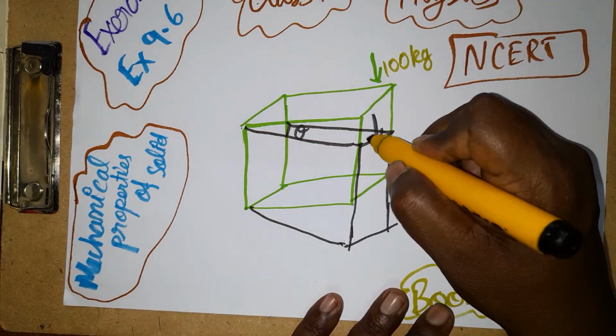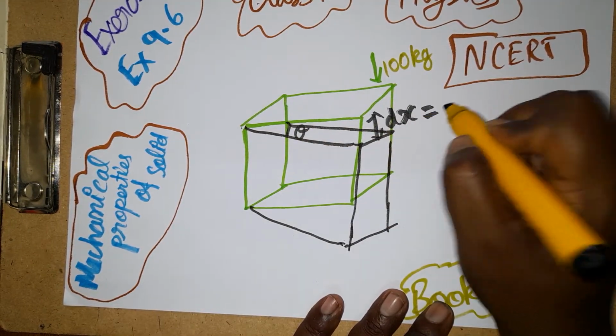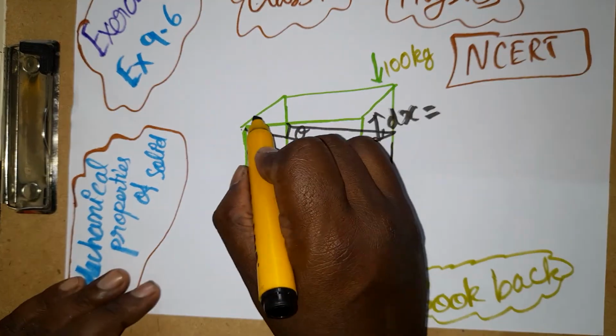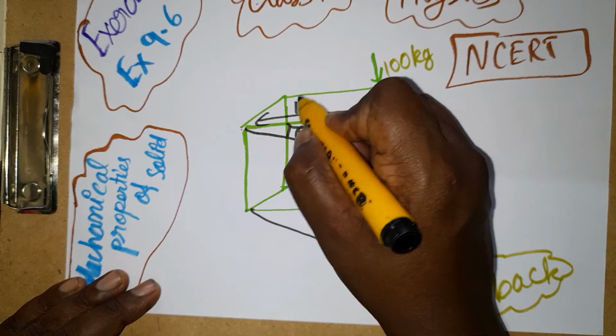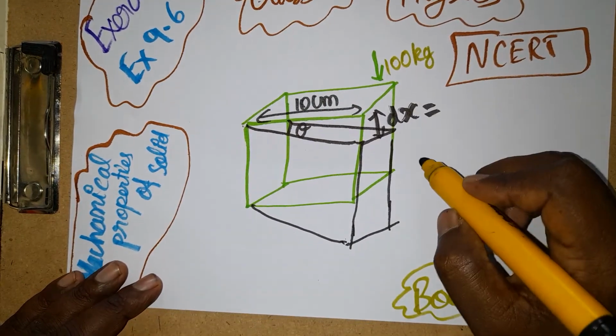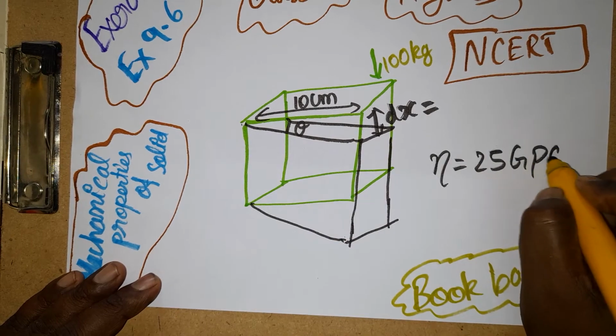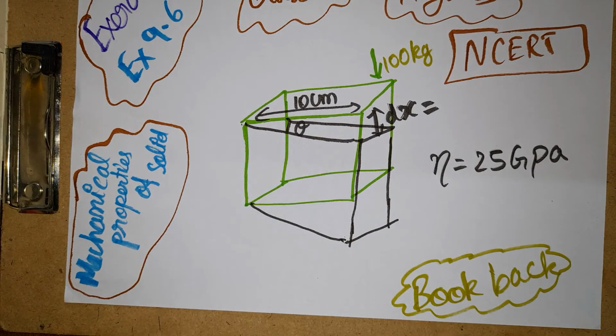They asked about the dx length. What is the length in the y axis? dy also, if you want, you can take it. This is the length they asked. The side of the cube is given as 10 centimeter. The shear modulus of this is 25 gigapascal. These are the data given. They applied the weight as 100 kg.